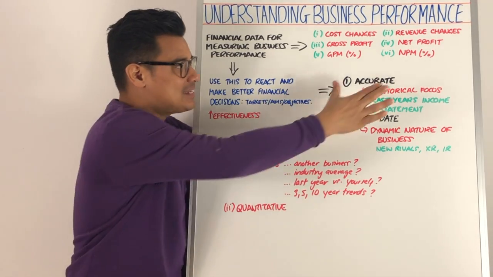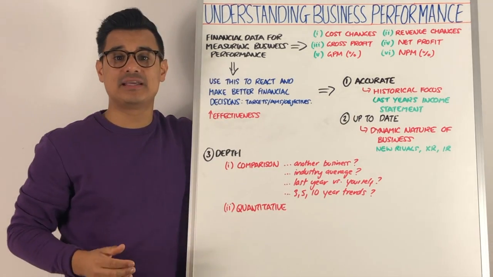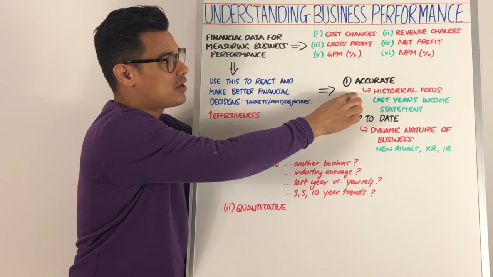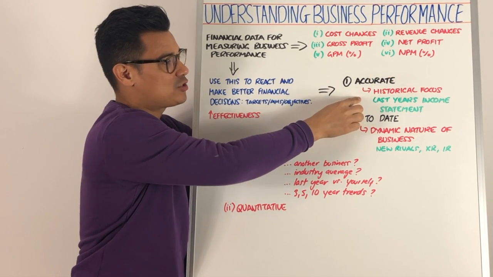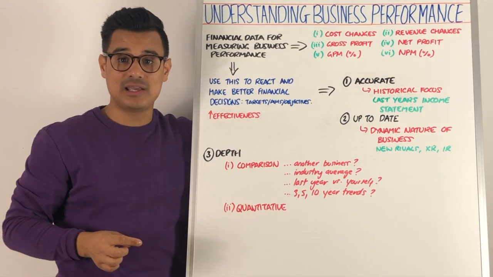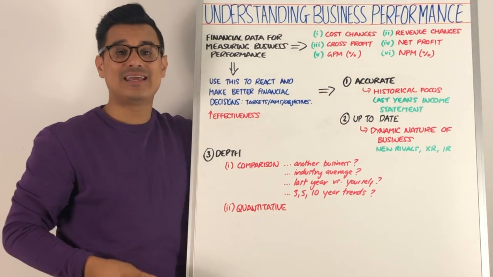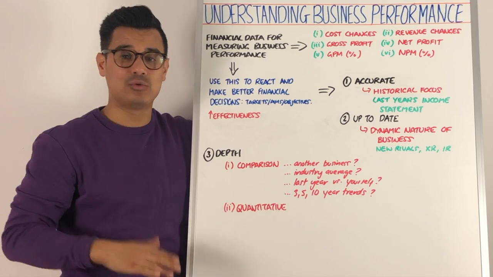However, even if it is accurate and even if it is up to date, there are still limitations. In terms of the accuracy, this type of financial data is always going to be from last year's income statement. Because it's from last year's income statement, it's going to have a historical focus. So it's backwards looking.